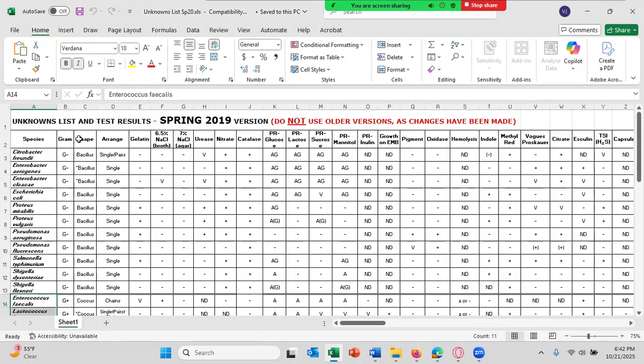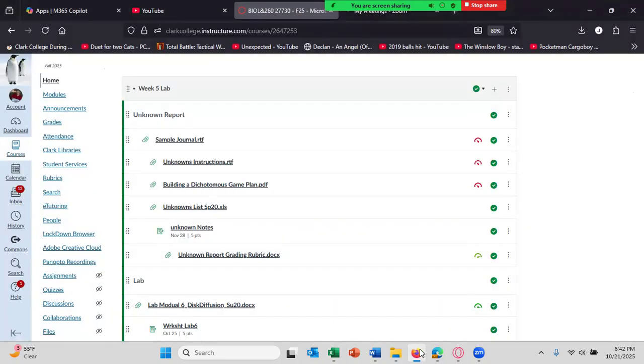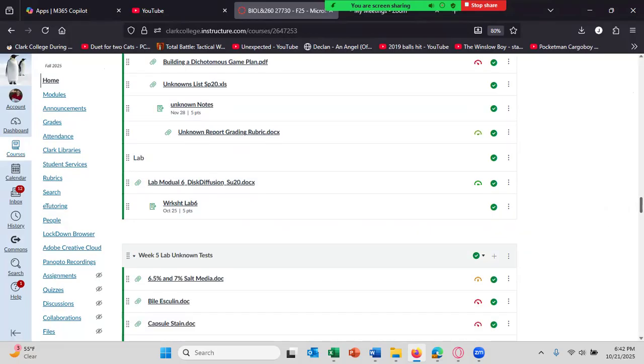And the various tests you can run are up here. The names of the tests. There are a few others, and you can also see the unknown tests right here under week 5 lab, unknown tests.